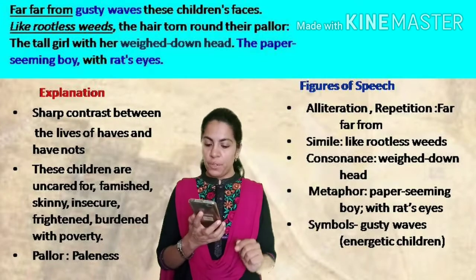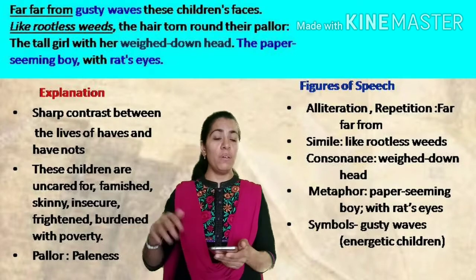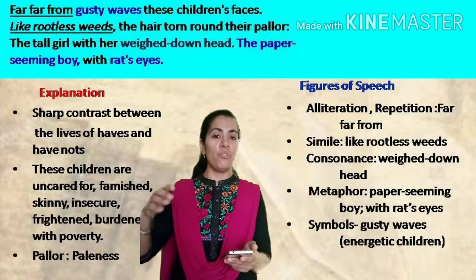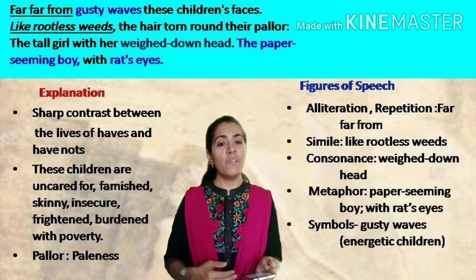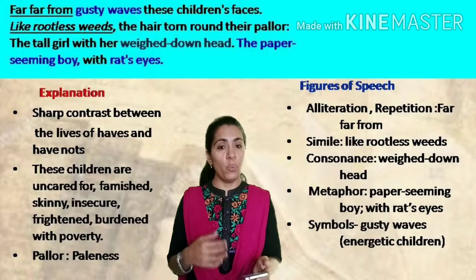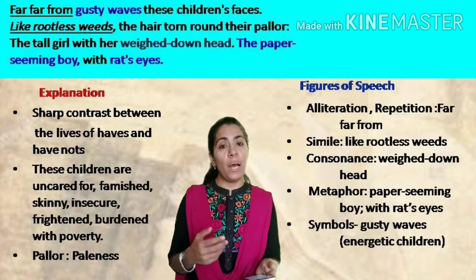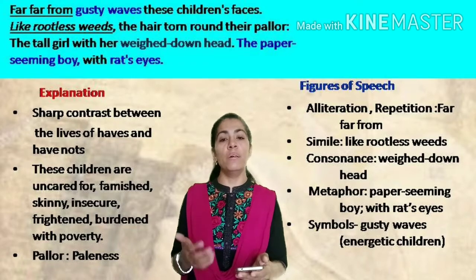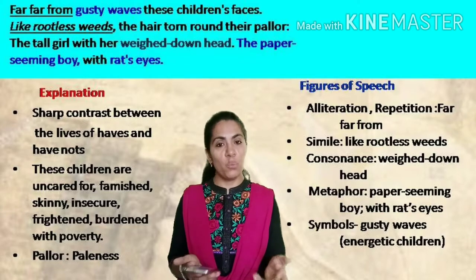The tall girl with her weighed down head, the paper seeming boy with rat's eyes. Now, the poet is taking our attention from the previous scene to the next one. Another girl is sitting whose head is weighed down. Now, weighed down head may mean she's ill, she's feeling miserable, or she's burdened with her present state of life, and that's why her head is weighed down.